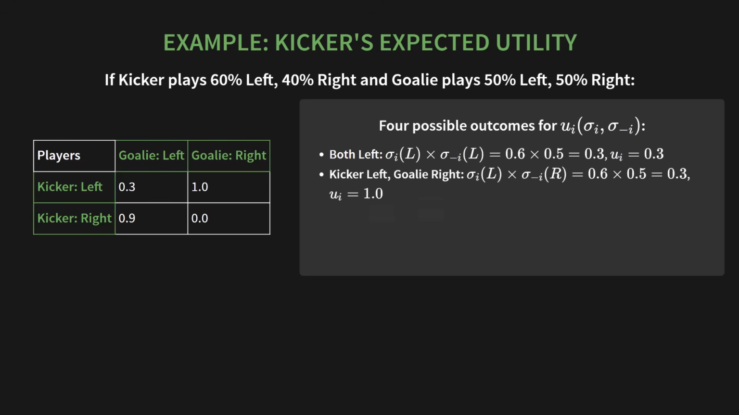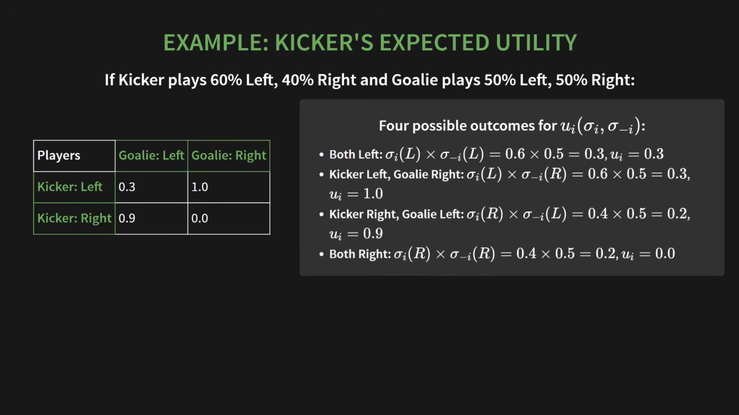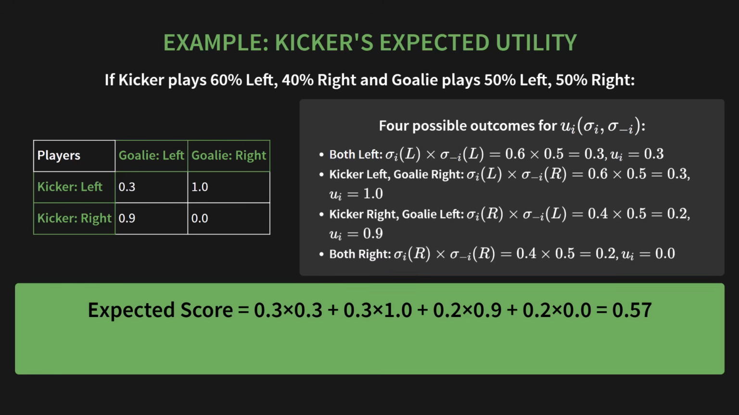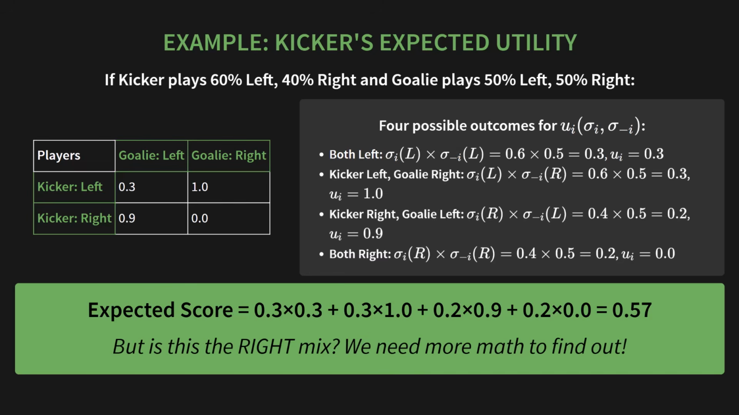Third, kicker goes right, goalie goes left. Probability is 0.4 times 0.5, or 0.2. The payoff is 0.9. And finally, they both go right. That's a 0.4 times 0.5 probability, again 0.2, and the payoff is 0. So we multiply each payoff by its probability and add them all up. 0.3 times 0.3 plus 0.3 times 1, and so on, and we get an expected score of 0.57. But again, is this the best we can do? Is this the right mix?